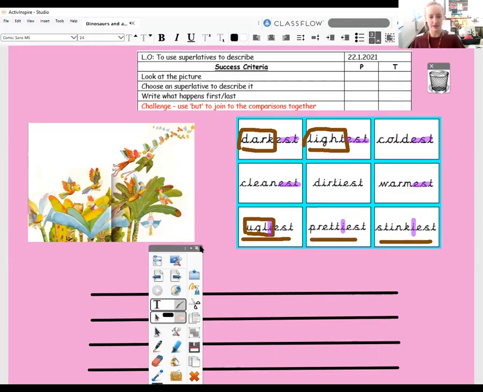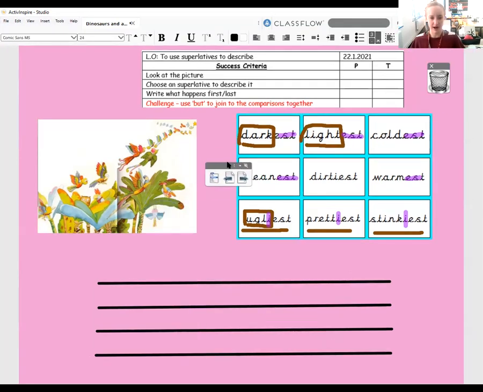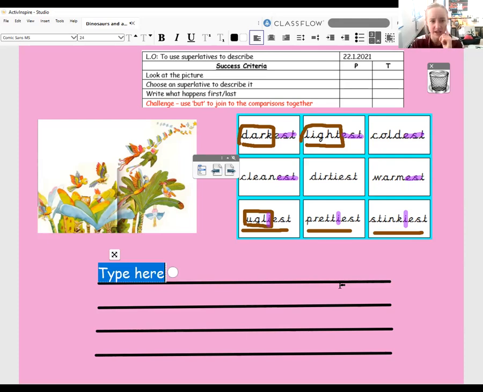So we're going to use some of these words then to describe these pictures. So I'm going to describe this picture first, and then I'm going to describe the next picture last. So I'm going to look at this picture, use our superlative to describe it, and write what happens first in this picture. So I'm going to say, first the earth was. Have a think, what could I say? I want to use one of these words. Would I use darkest? No, I wouldn't say that's the darkest. Cleanest, yes, let's use cleanest.